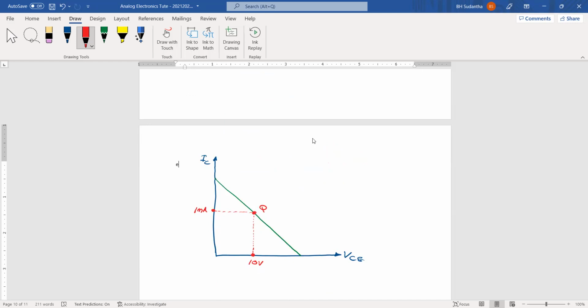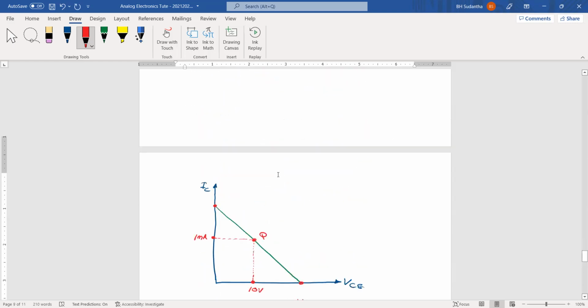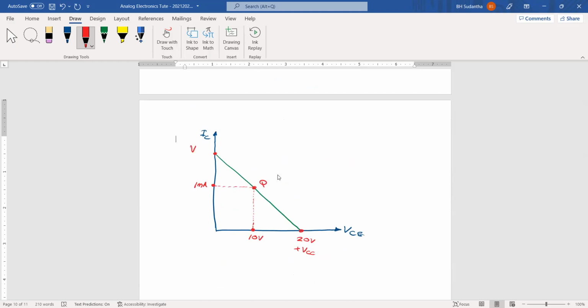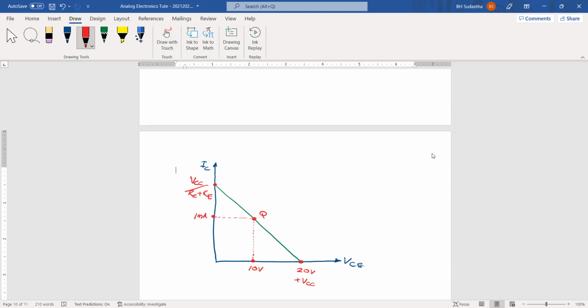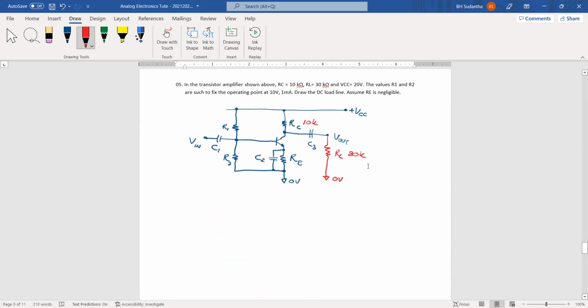Okay. You know that from this one, this is VCC. VCC is 20 volts. This is plus VCC. And you know how to calculate this one. To find this point, you know that this is VCC divided by RC plus RE. Then we have to take RE as the very small one, it's negligible. Then here you can find this point. Then based on that, you can draw the dotted line. But these figures are there, 1 milliampere, 10 volts, those things are there. Then we have to do the reverse calculation to find R1 and R2.